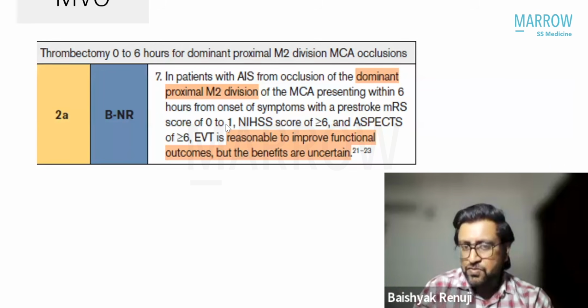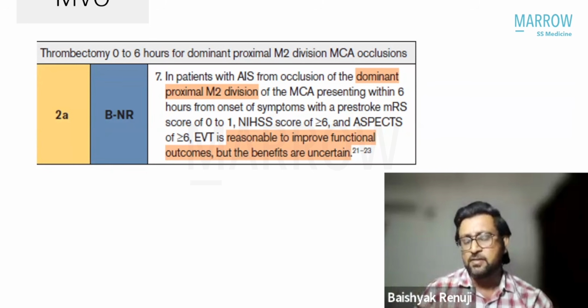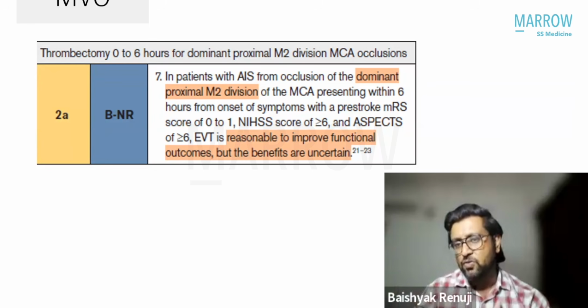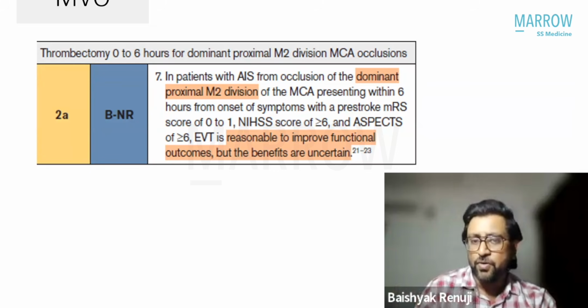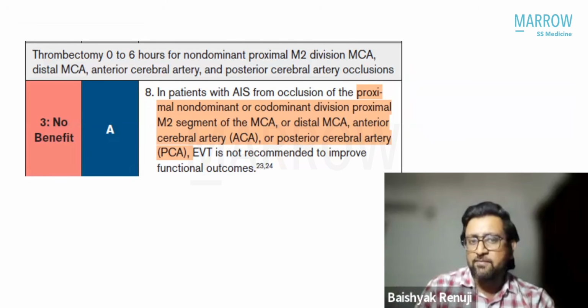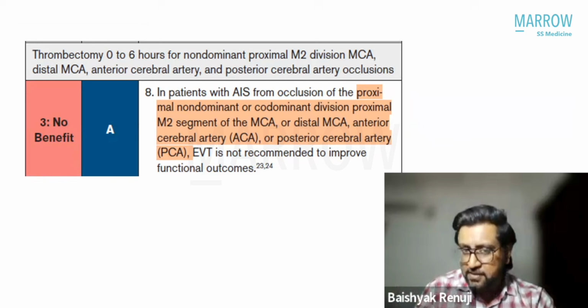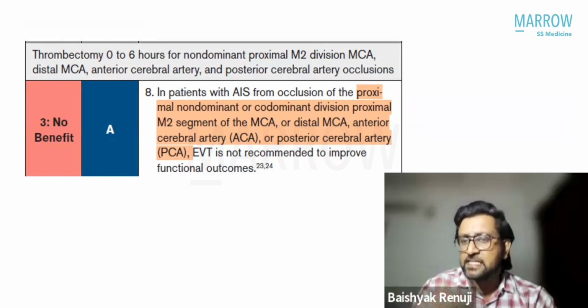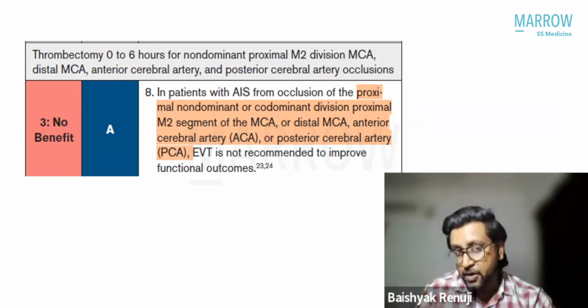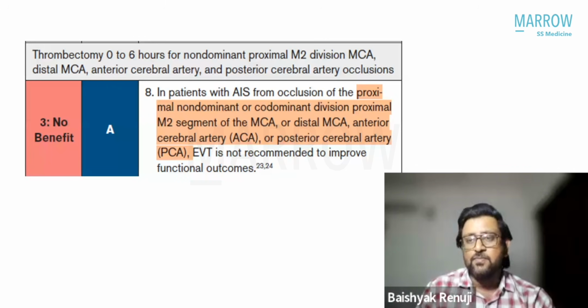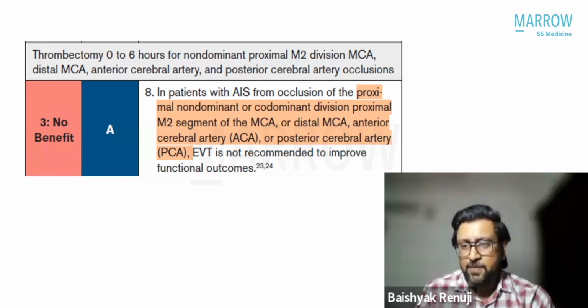Again, MRS score of 0 to 1, NIHSS more than 6. The classical 666 rule applies there: within 6 hours, aspects more than 6. So for the new things, poor MRS and medium vessel occlusion, the classical 666 criteria has to be met, and MRS should be 0 to 1 for MeVO. So non-dominant medium vessel occlusion, better not to chase. Non-dominant M2, ACA, PCA, distal MCA, all those things, there is no need for thrombectomy, is what they clearly tell. There is no benefit.